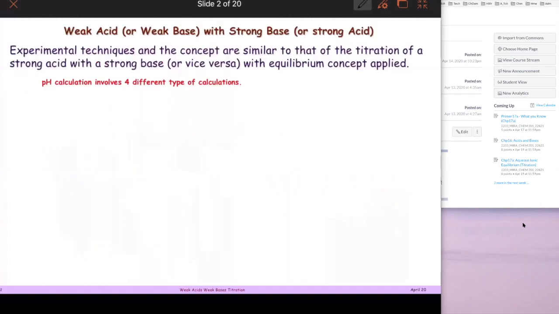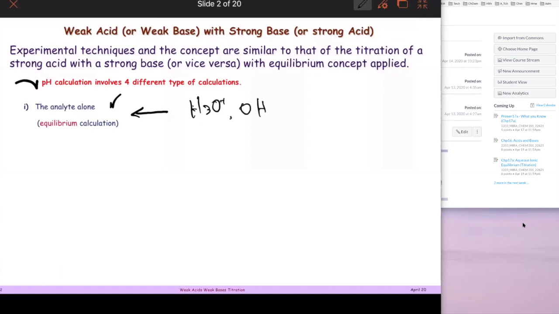So, I already reviewed this for you. The calculations that you will see here, one is the analyte only. This is a weak acid, weak base calculation. In the first part of any titration curve, you're going to either be solving for the hydronium or the hydroxide, and you're going to be using the equation, say Ka times the initial concentration of the acid, because what happens is that you just have the acid.